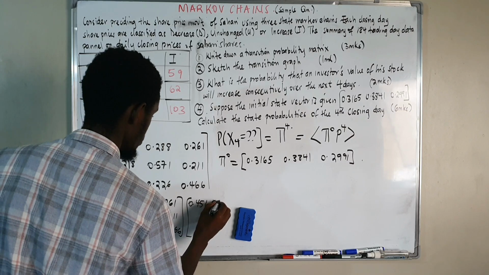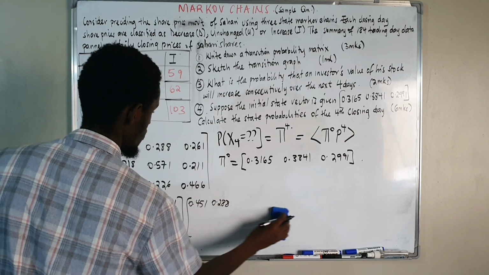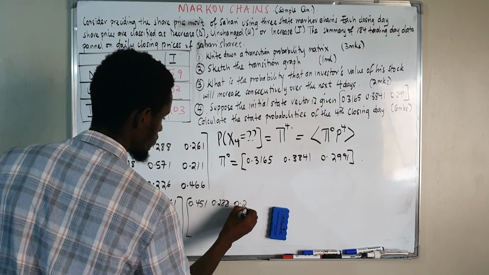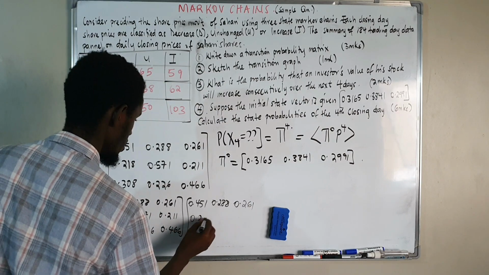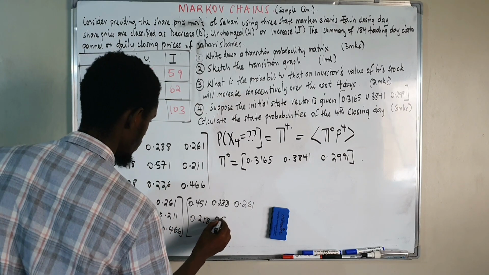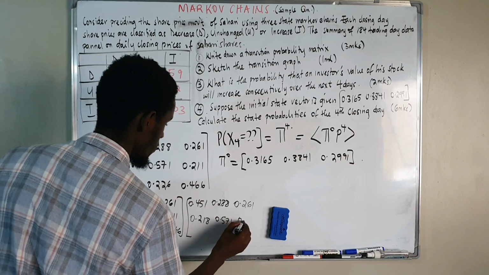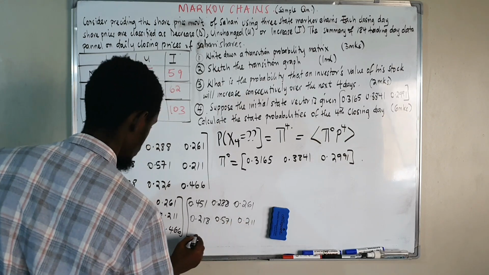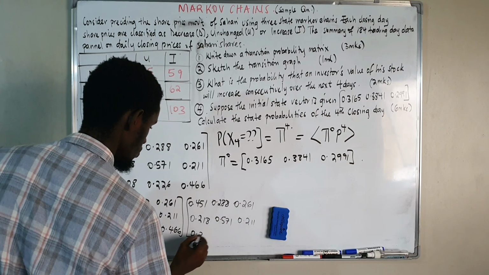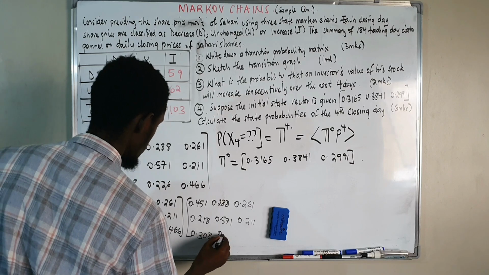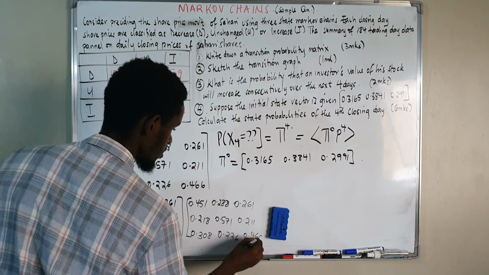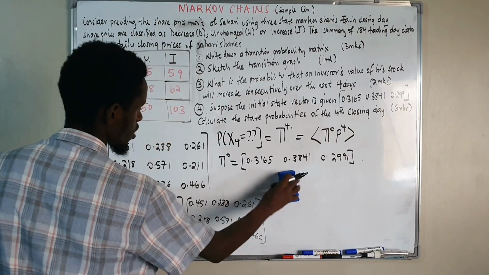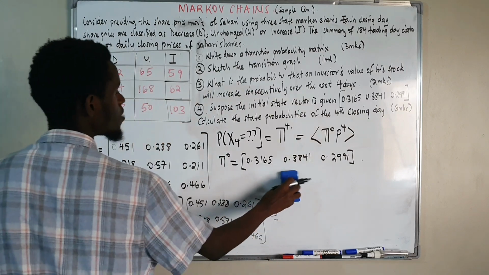0.451, 0.288, then 0.261, then 0.218, and then 0.571, then 0.211, then 0.308, and then 0.226, then 0.466. Then if we get this matrix, we shall just need to multiply it by itself, and then we get p power 4.